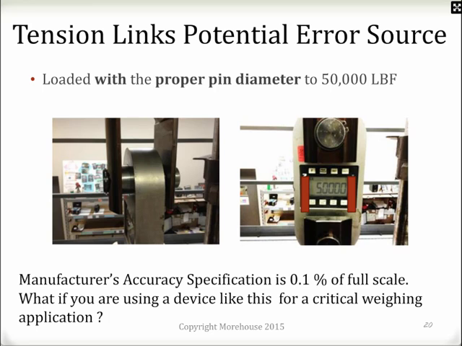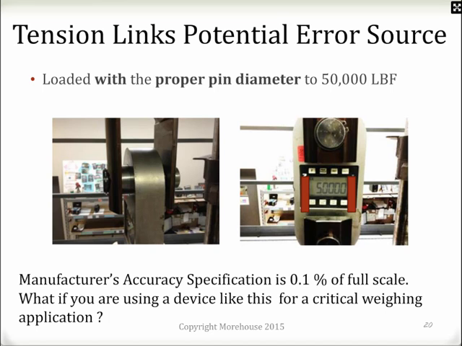You could put in Kevlar slings, you could put in different pin sizes, you could put in something else. You're going to get different results on this type of instrument. The manufacturer's accuracy specification on this particular instrument is 0.1% of full scale. So that leads me to ask everybody, what if you are using a device like this for a critical weighing application?